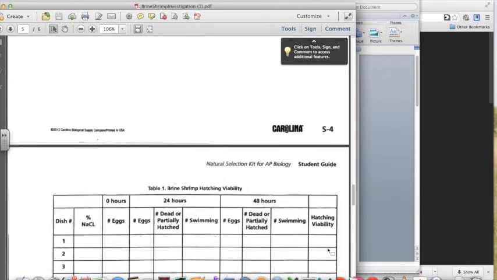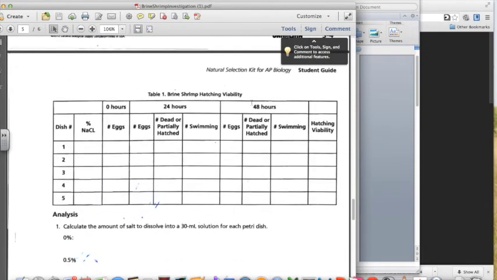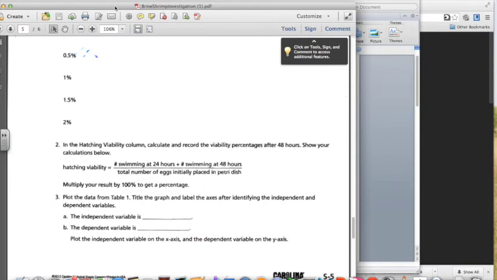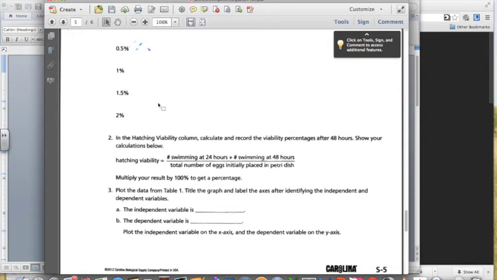So go back down, and I just want to point out to you where you find the calculation for hatching viability. Oh, remember when you're doing your table, you need to change the times to whatever worked for you. Okay, so remember 9 a.m. was the 24 hours and 48 hours. Okay, hatching viability. So really this is just about the swimmers. So you want to count up the total number of swimmers on day 1 and day 2 and divide it by the total number of eggs.